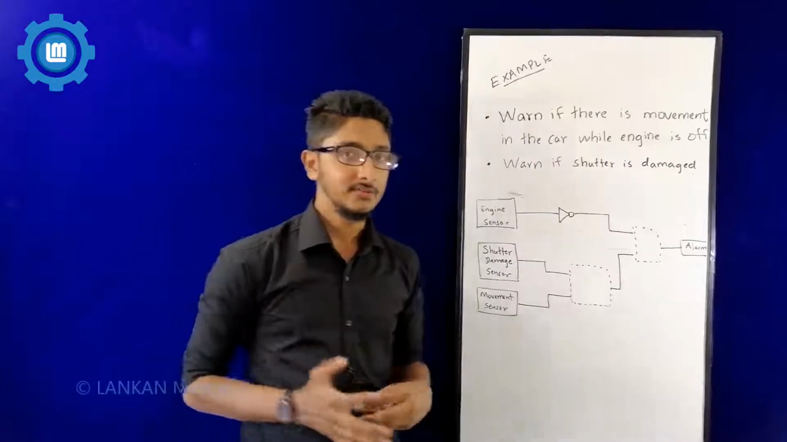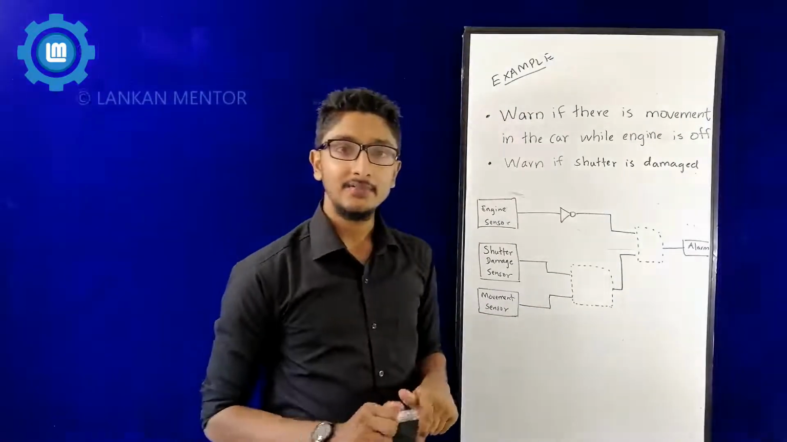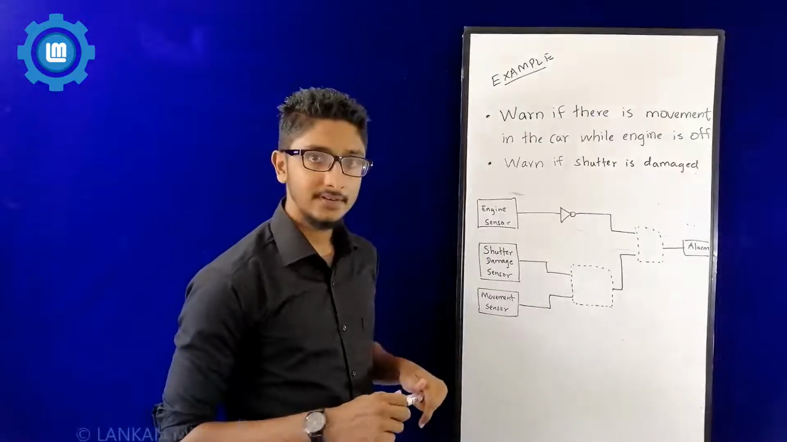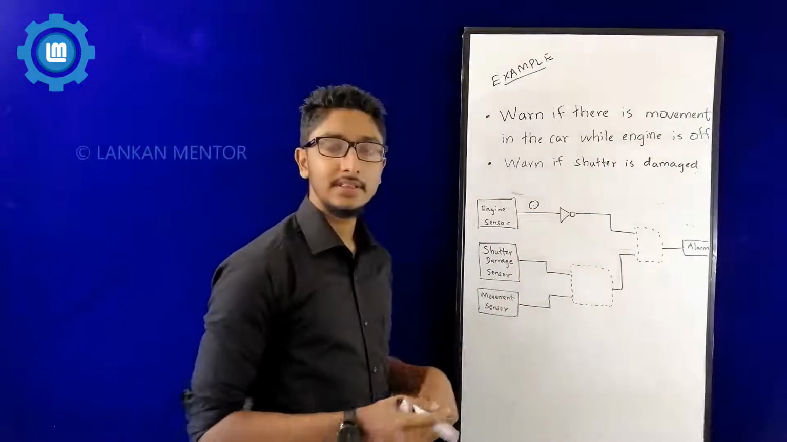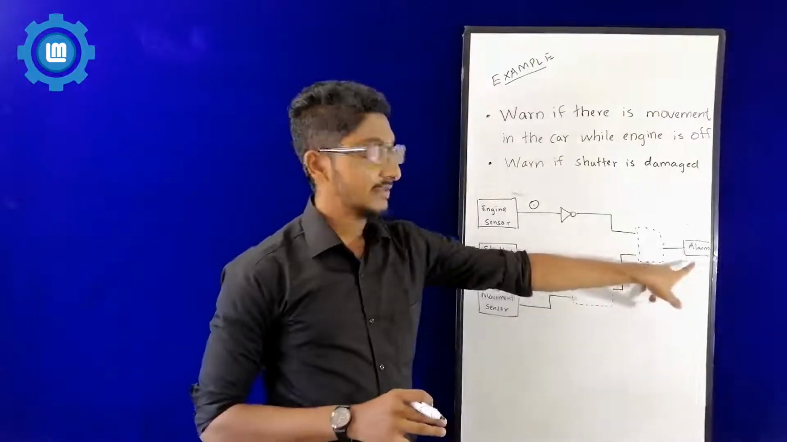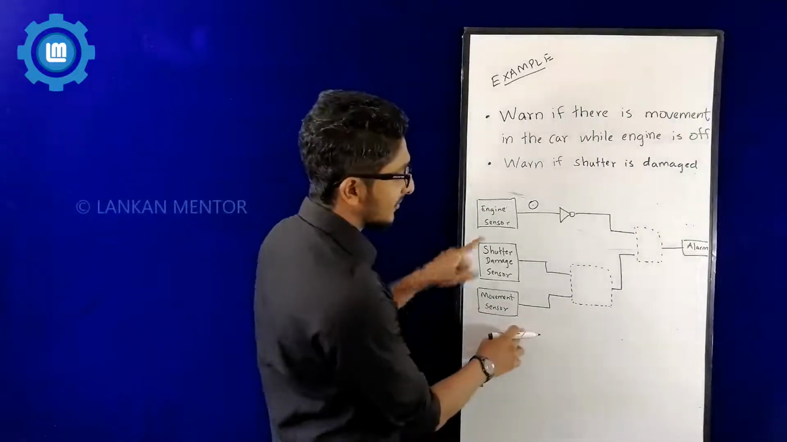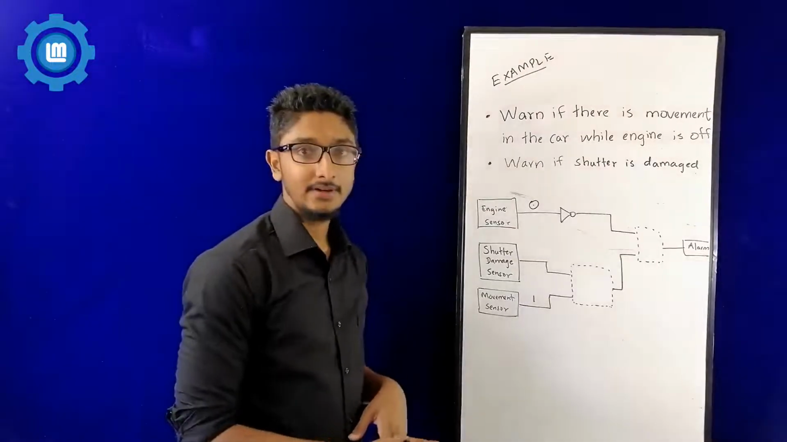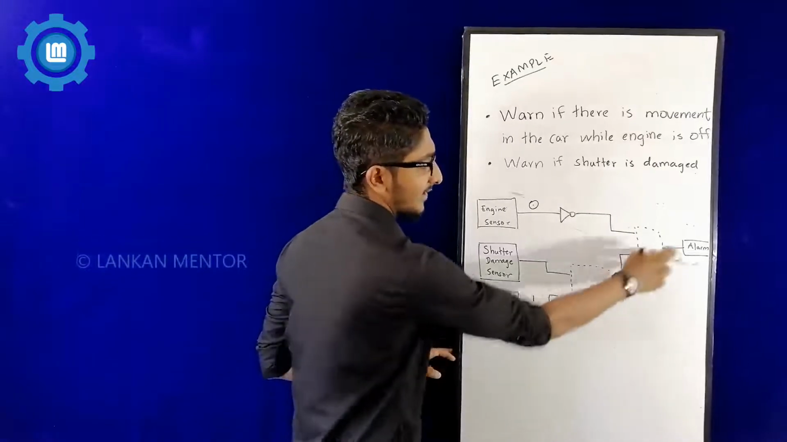Now we'll look into the scenarios, right? First, we'll see if there is movement in the car while the engine is off. Now, if the engine is off, it would be 0, right? The engine is off. Now, if there is movement, the alarm should sound. The alarm should work, right? So, if there is movement when the engine is off, movement means 1, right? 1. So now, we have to think of 2 gates over here.